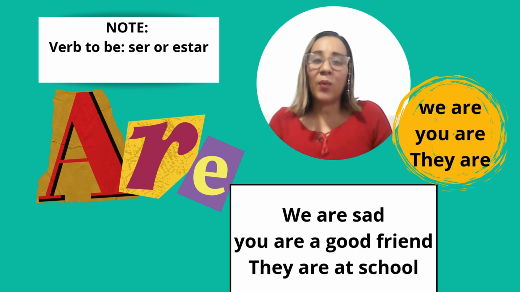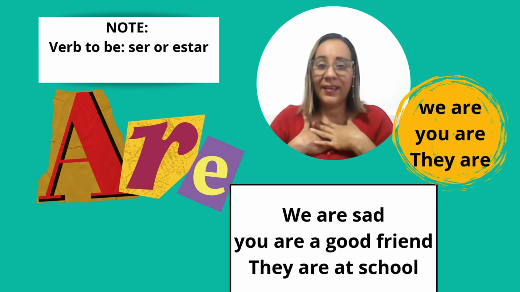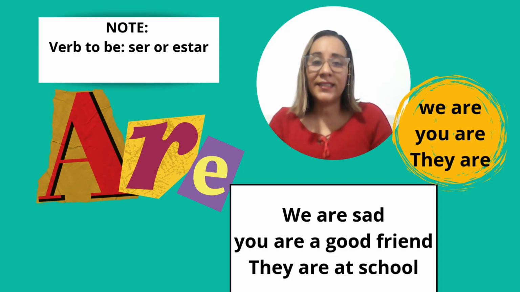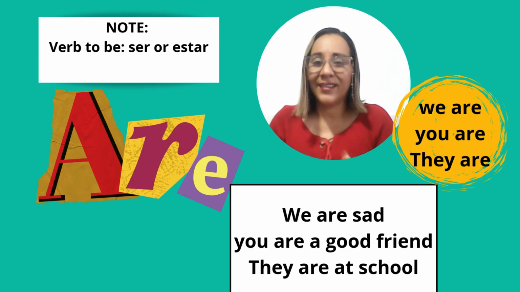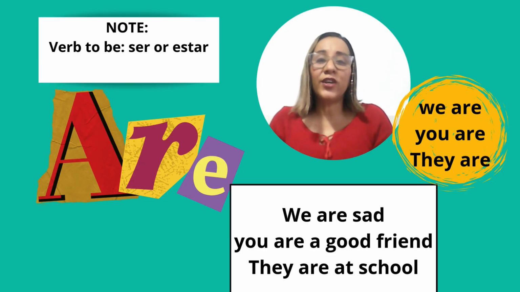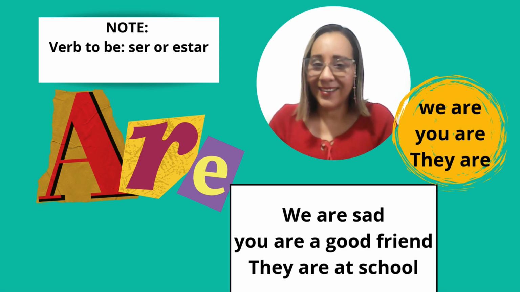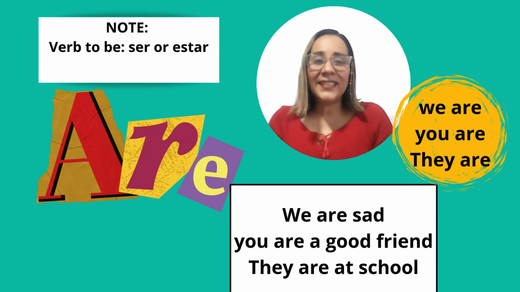If you're talking about Mary and I, then the subject pronoun is, that's correct, we. So in that case, we say Mary and I are. That's correct. If you're talking about Mary, John, and Peter, then the subject pronoun is they. So we say Mary, John, and Peter are. Very good.